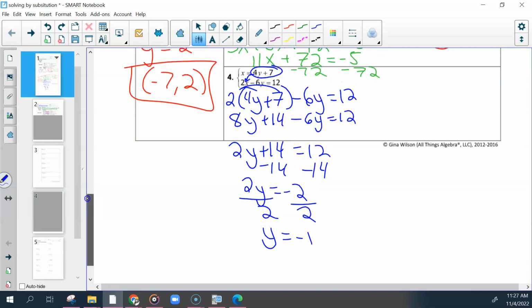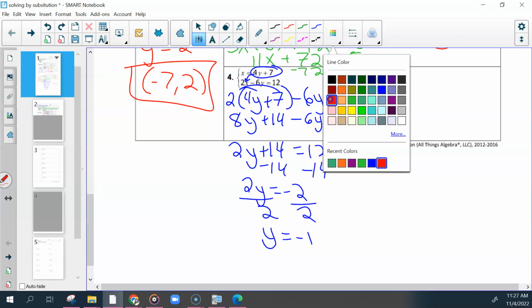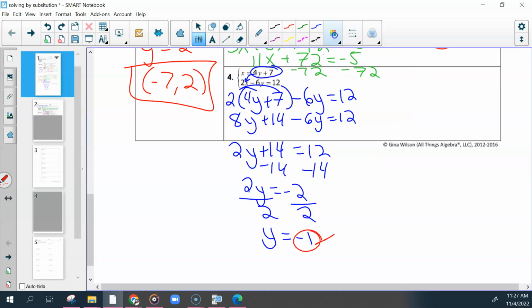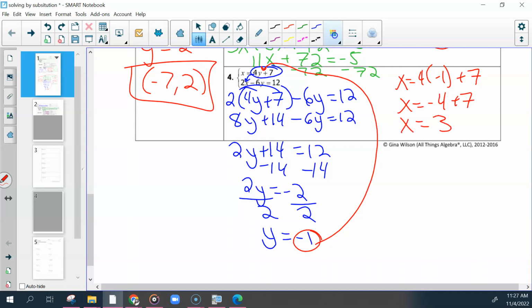Then, just as before, we're going to take that y value and put it back into our x equation in the original. So the arrow, you can draw it if it helps you. You don't have to do that part. So x equals 4 times negative 1 plus 7. That's what we're going to solve. Multiply to get negative 4. And add to get 3.